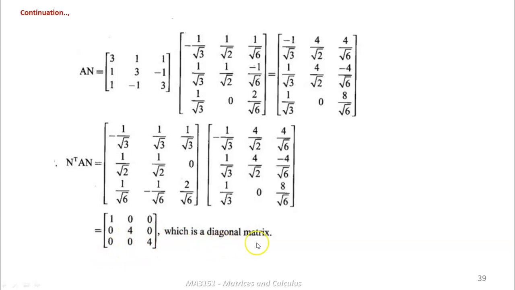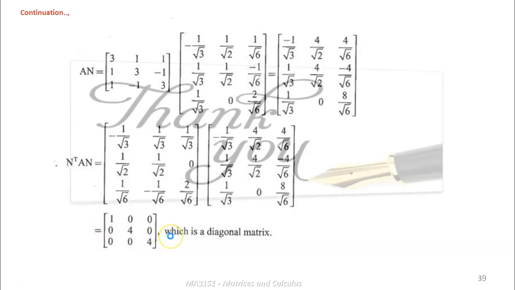which is nothing but a diagonal matrix. The diagonals are nothing but the eigenvalues of the given matrix A. In this video, we have seen the diagonalization of symmetric matrices by using orthogonal transformation.